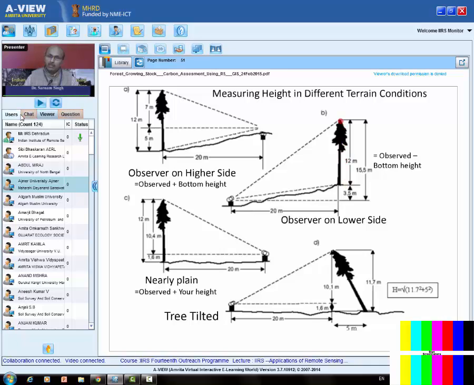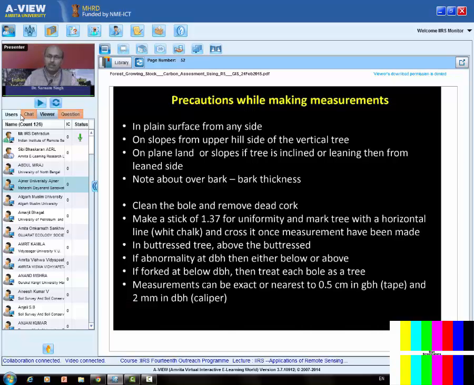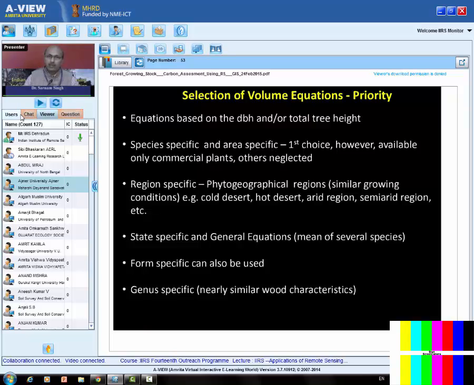So what I will do is take the total tree height, and then focus on the base of it. Total minus base, I can subtract it, and I will get the tree height. Sometimes you get tilted trees also, so you can use the Pythagoras theorem here to get the tree height. So there are different possibilities in the field. These are the precautions I have already given you: we need to clean the bole, keep the instrument horizontal, and if there is a very thick bark or dead cork, the cork has to be removed. All these precautions can be very useful for future assessments.